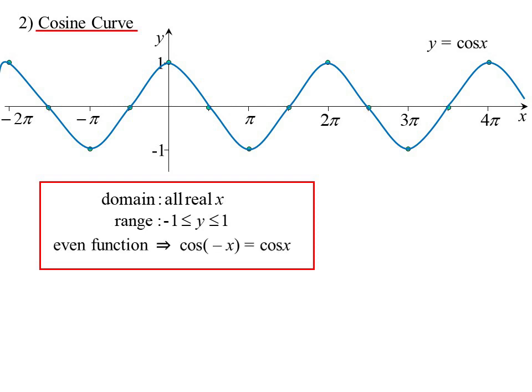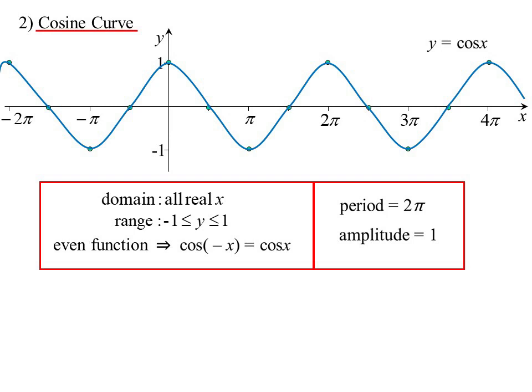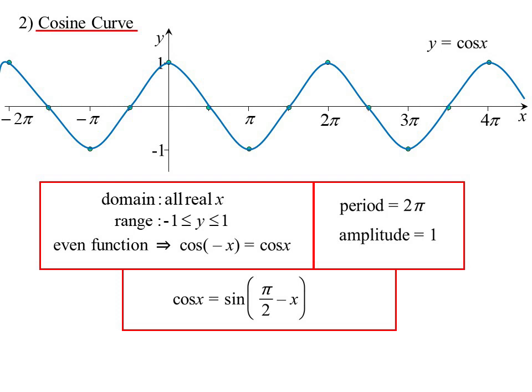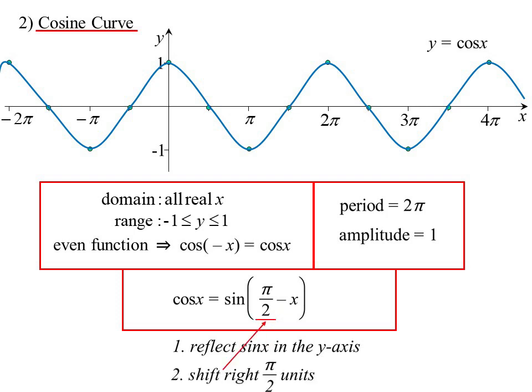But this one's not an odd function. We've got symmetry in the y-axis, so we have an even function, which means cosine negative x will be the same as the cosine of x. Same curve, so same period, 2 pi, amplitude is the same as well. Basically, we've got some shift happening. If you recall from when we were shifting graphs, you could think of the cosine graph as the sine of pi on 2 minus x, because what we've done is we've reflected the sine graph in the y-axis and then shifted it to the right pi on 2 units.